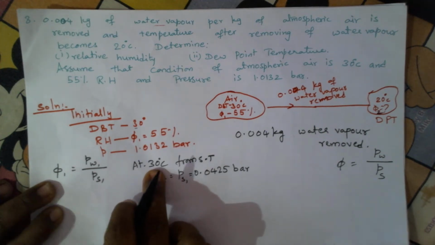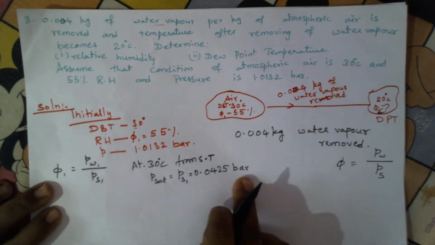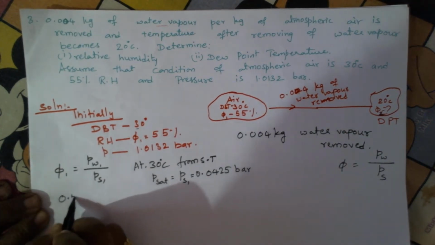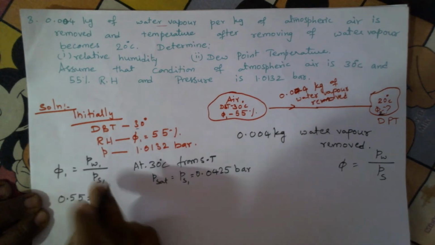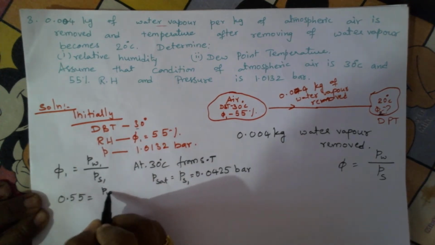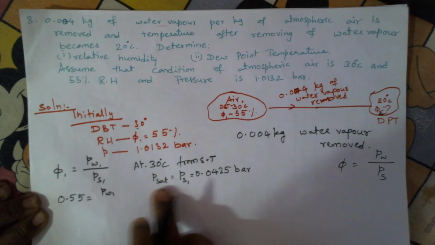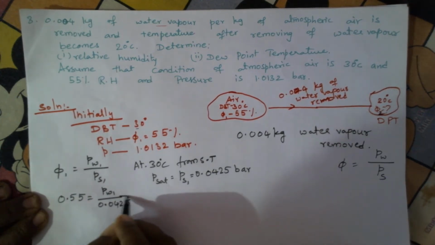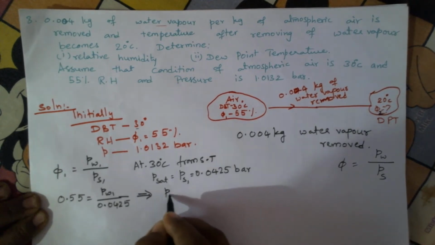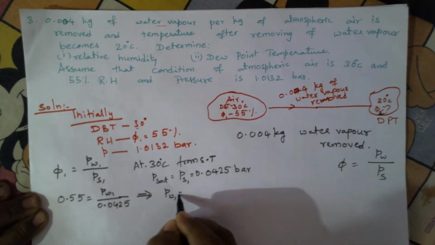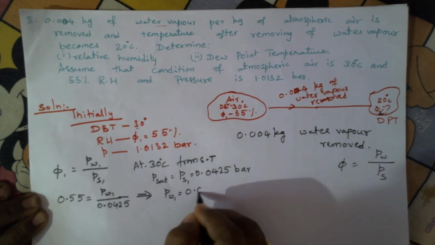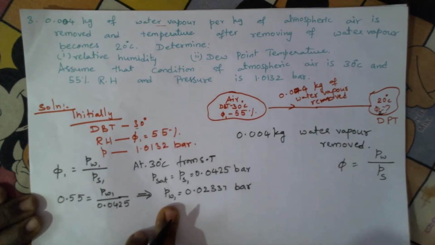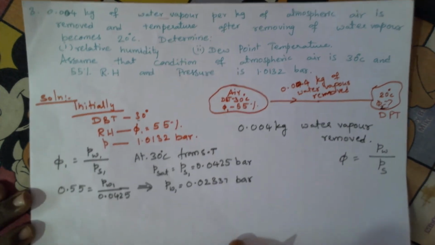Beside 30 degrees centigrade, you can see this value, 0.0425 bar. Okay, so we know phi 1. What is the phi 1 value? 0.55. It is equal to PW1, which we don't know and are going to calculate, divided by P sat, 0.0425. From this, PW1, the partial pressure of water vapor, is calculated as 0.02337 bar. Okay, so we have got the value of partial pressure of water vapor at condition 1.